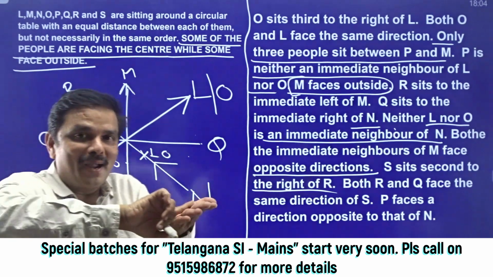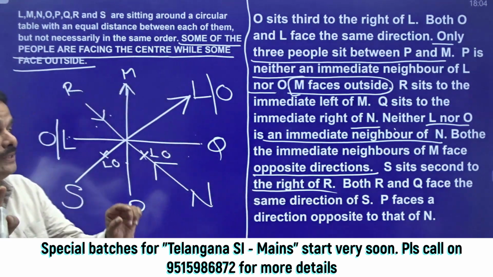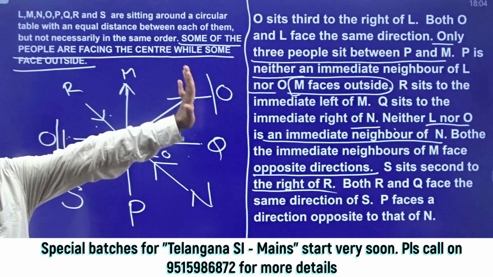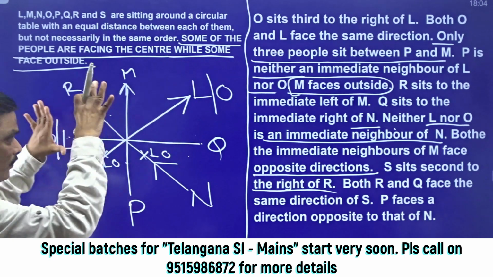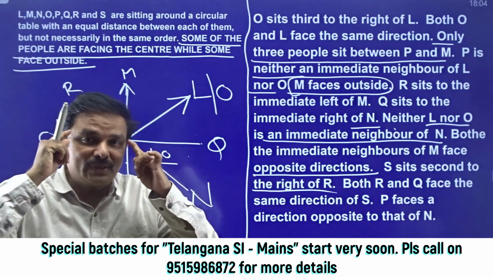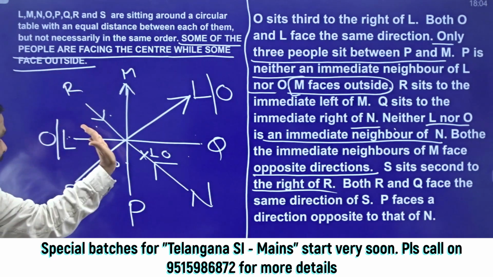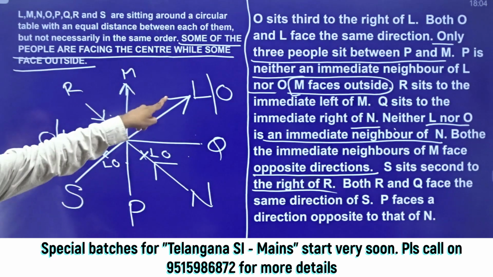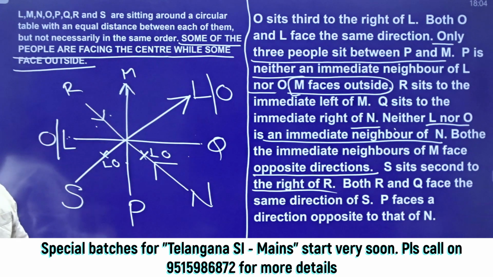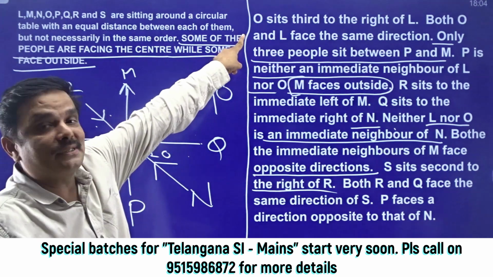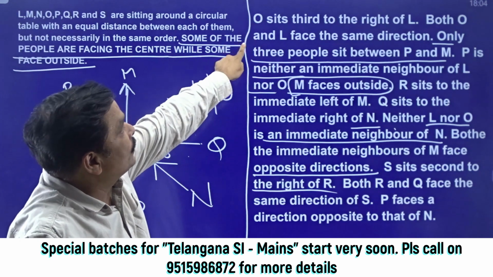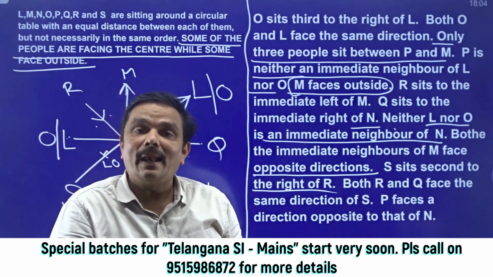Clear? Clue by clue you have to take here. See students, here I am not taking 2 or 3 arrangements simultaneously. In one arrangement only, with some twist and logic, I am going to solve the question. Now this neighbor is inside, M's neighbor inside, the other neighbor should be outside. Now don't forget the first information. What is that? O sits third to the right of L.